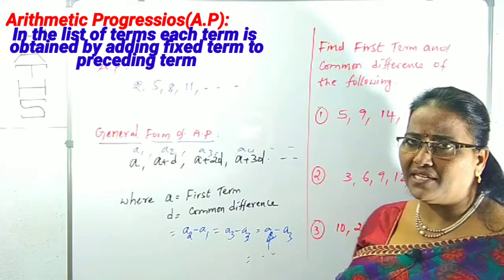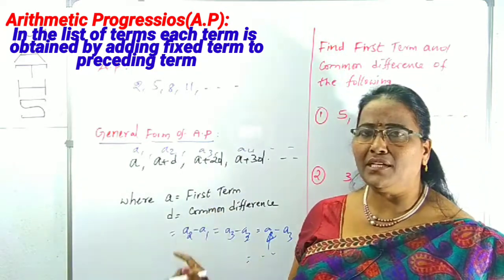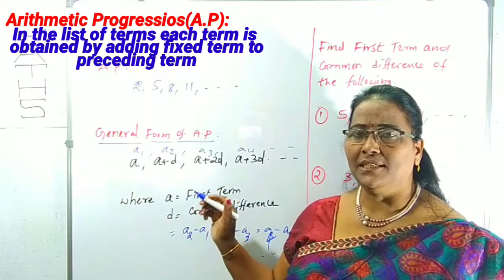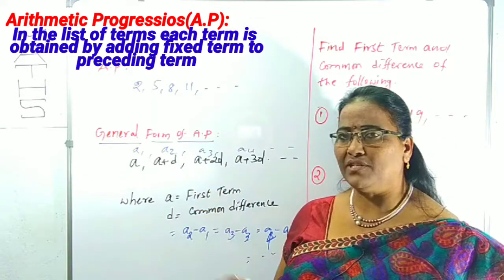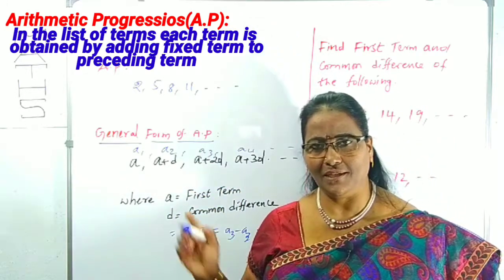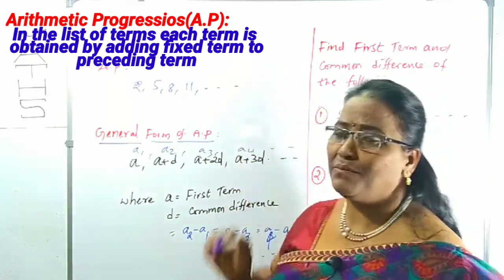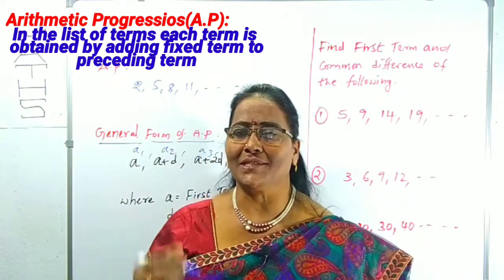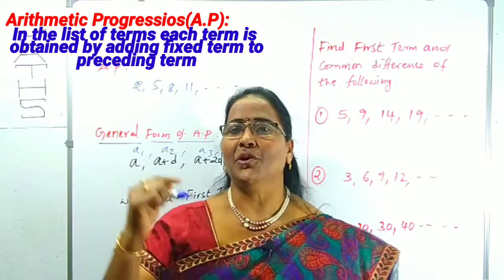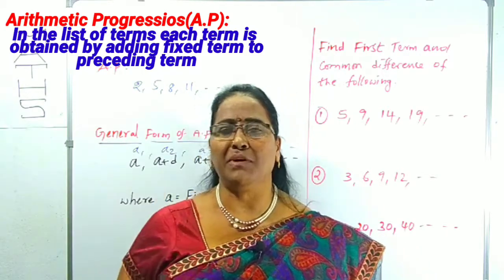A2 minus A1, same A3 minus A2, A4 minus A3. Like this, we can get the idea about the general AP series: what is the first term and the common difference. Is it clear? Now, I have given some examples here. We are going to discuss how to find out the first term and common difference.